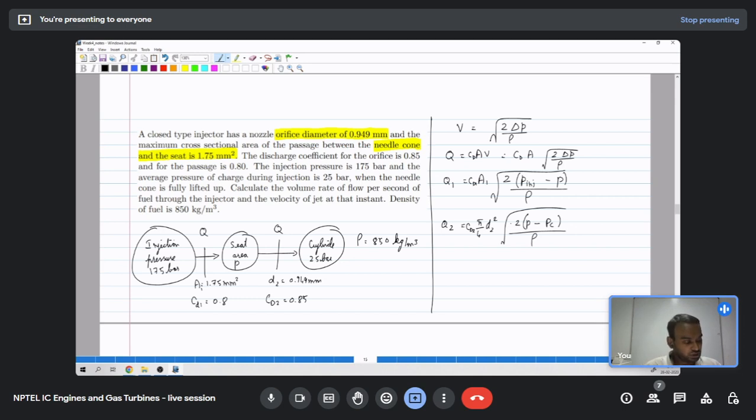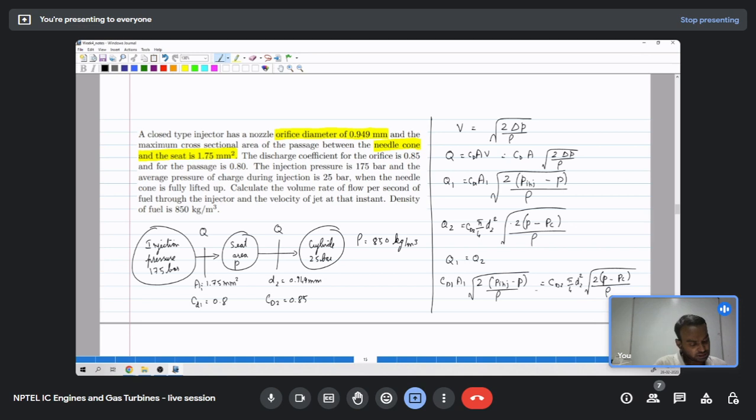So now we have two equations where Q1 is equal to Q2. That means CD1 A1 root of 2 (P injection minus P) divided by rho is equal to CD2 pi by 4 D2 square root of 2 into (P minus 25 bar, PC) by rho. So this equation holds good.